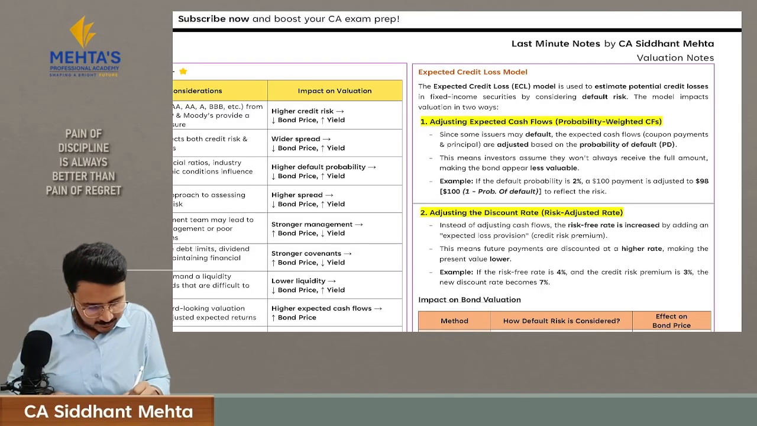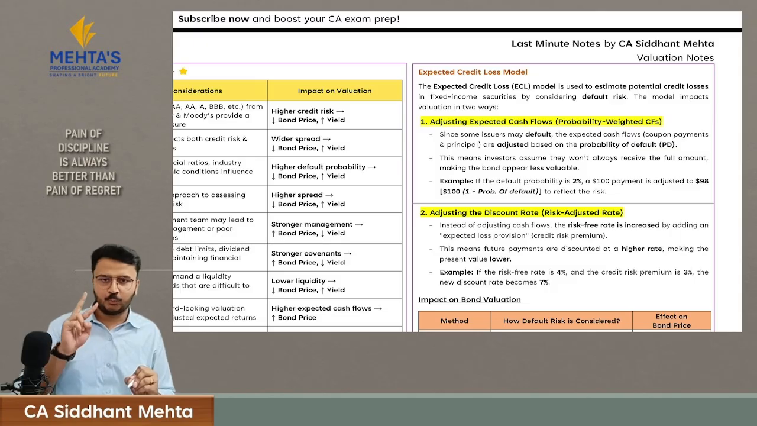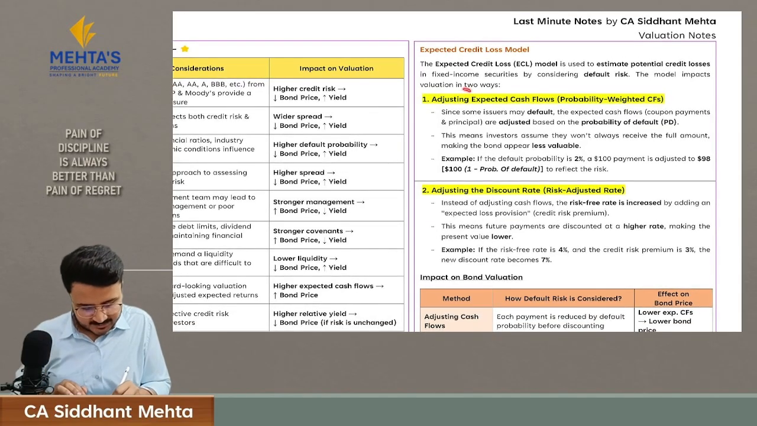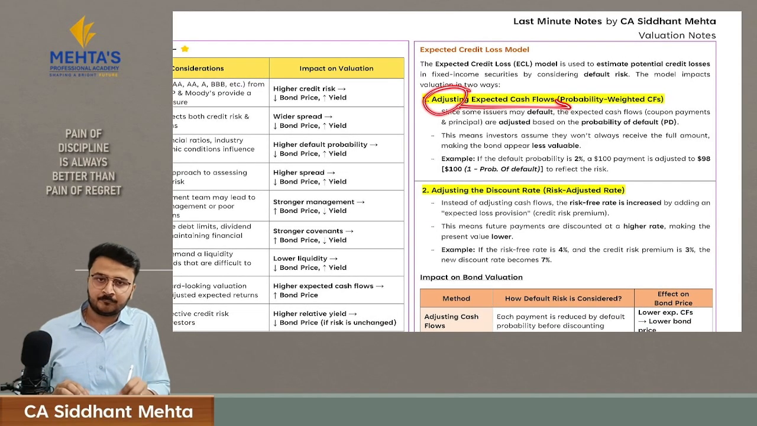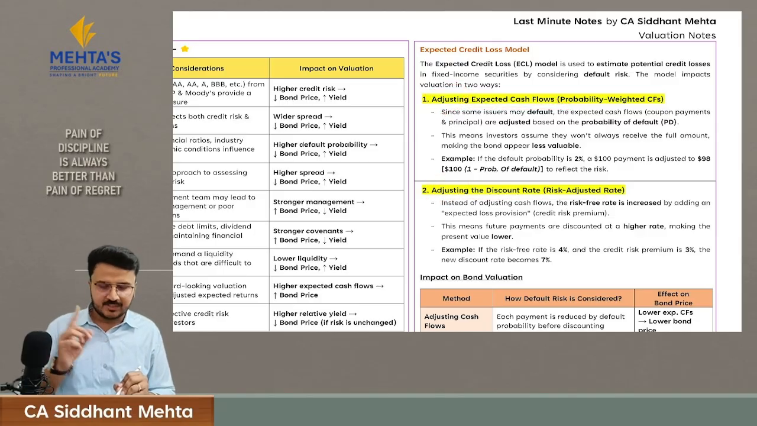So this model helps us to estimate the potential credit loss in fixed income securities by considering default risk. There are two methods for it. The very first one is about adjusting expected cash flow, and the second one is adjusting the discounting rate. In the very first method, we will ask: what is the amount which I am going to get?